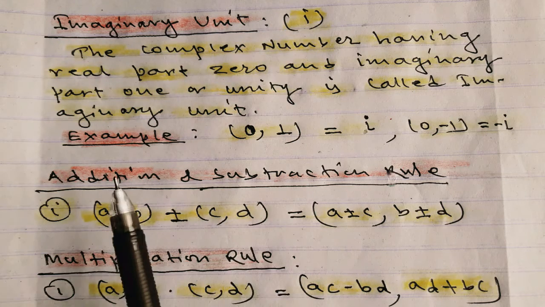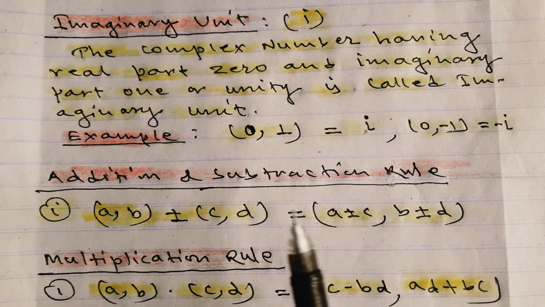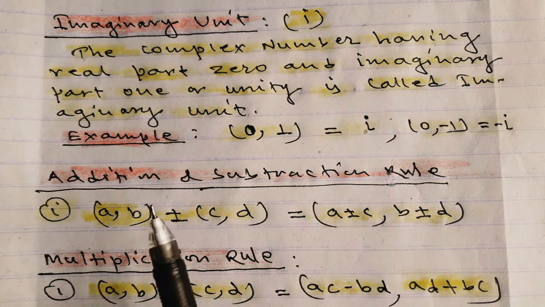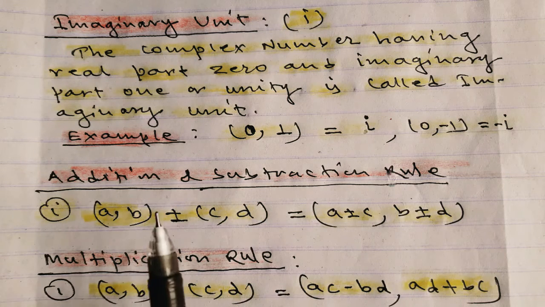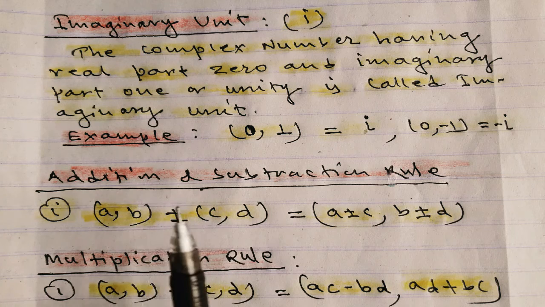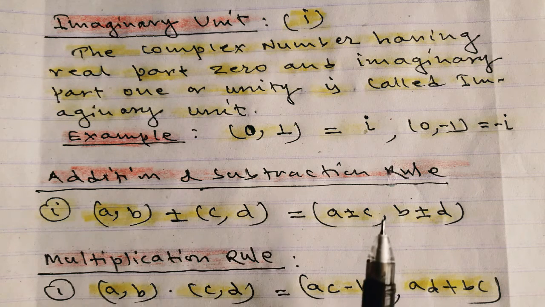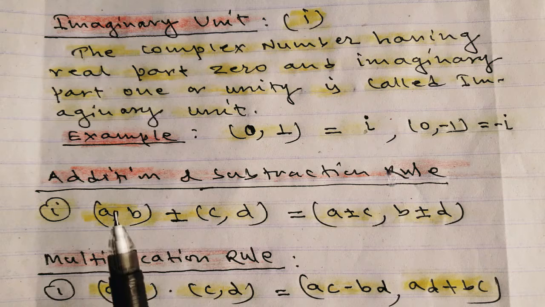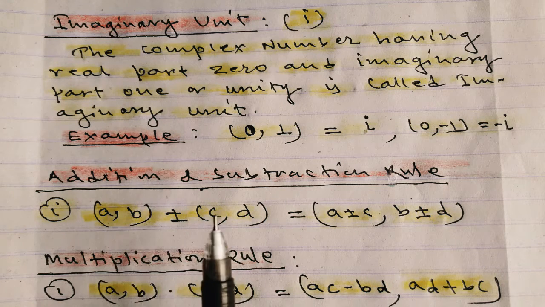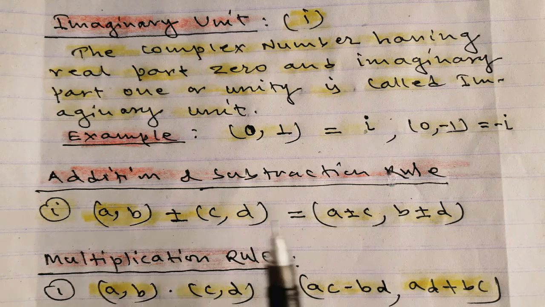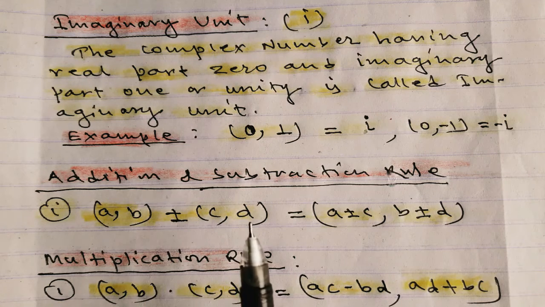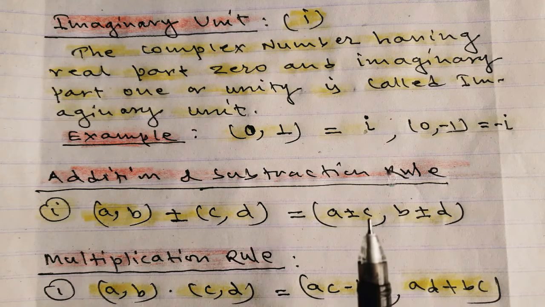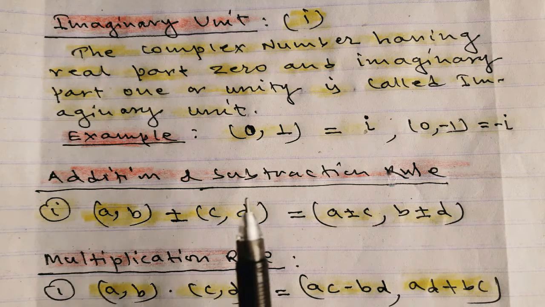That means according to the rule of addition, we have to add the real parts with the real part and the imaginary part with the imaginary part to get the sum or to get the difference. So A comma B plus C comma D, we can write A plus C comma B plus D. That means adding real parts, adding imaginary parts. Then we get the sum. Similarly, the subtraction rule. A minus C comma B minus D. That means we take the difference of real parts and we take the difference of imaginary parts to get the real part and imaginary part. So this is the rule of addition and subtraction.